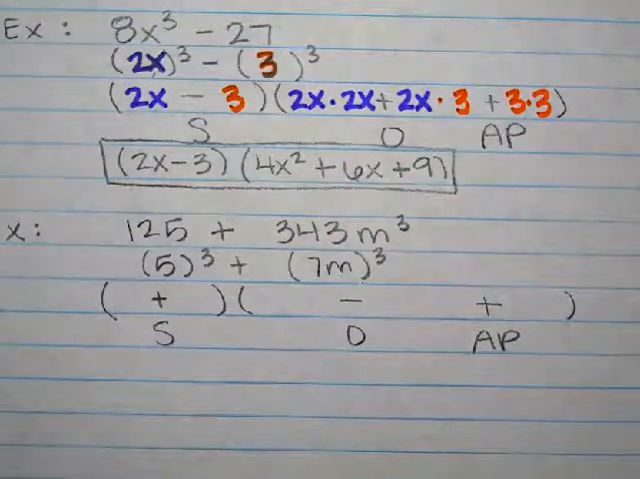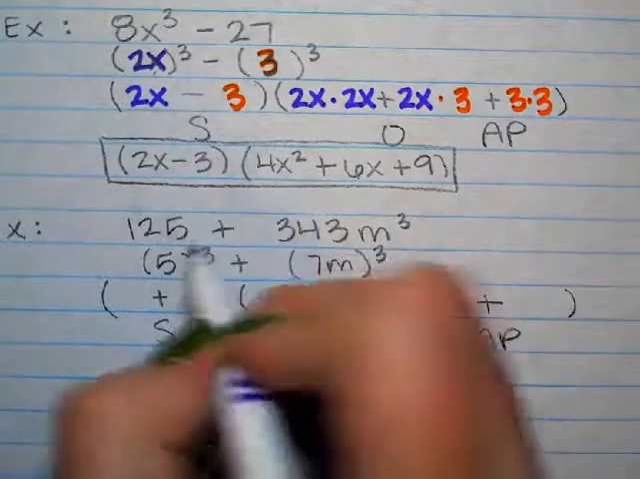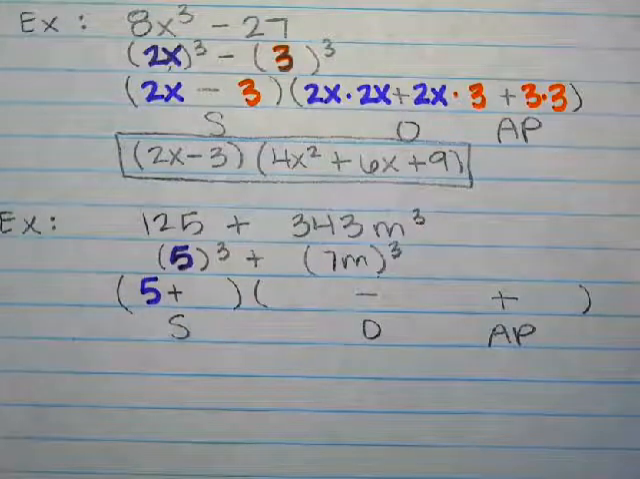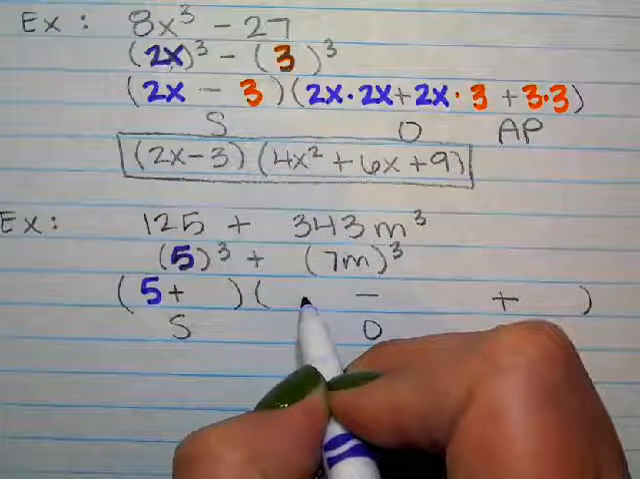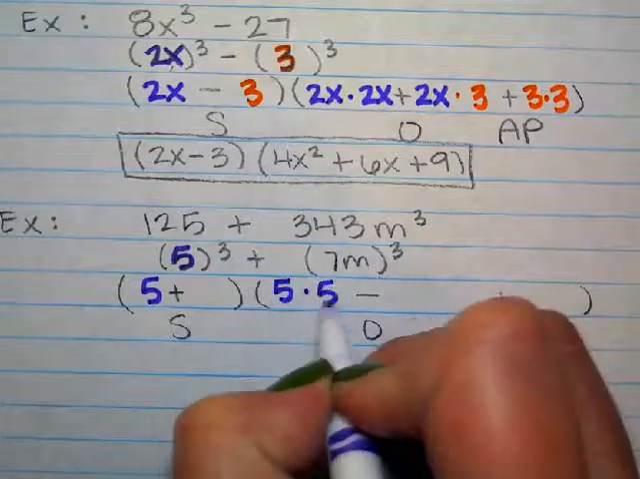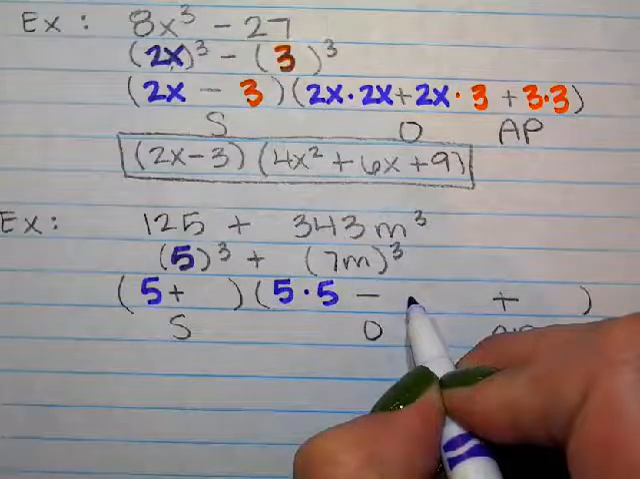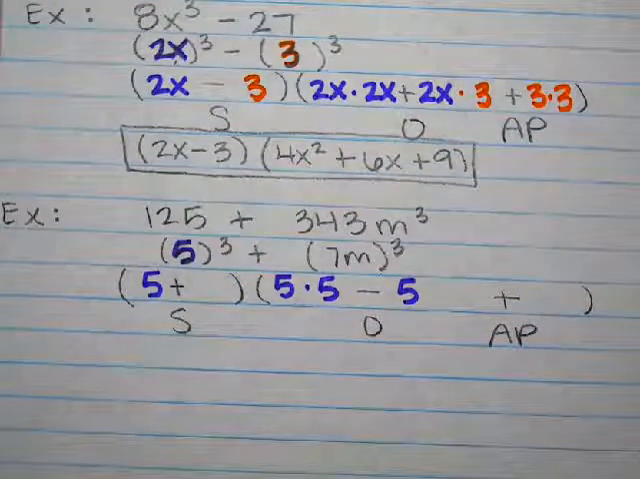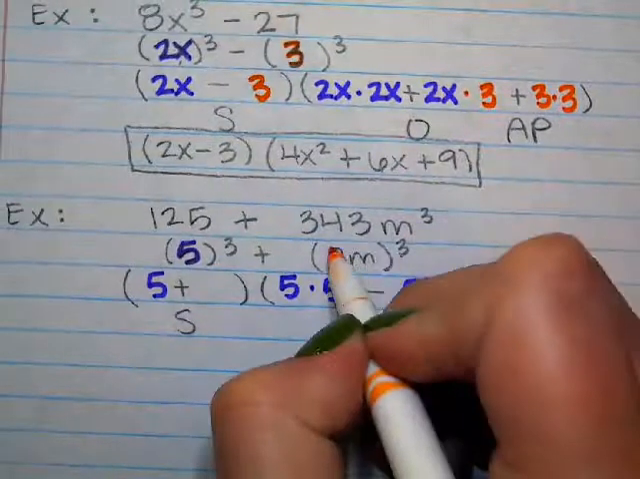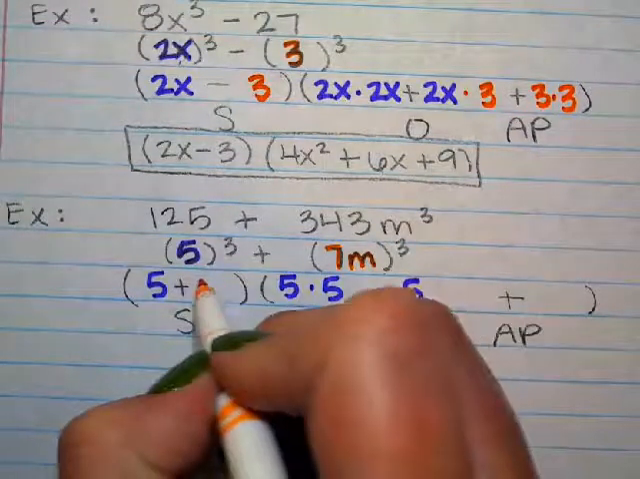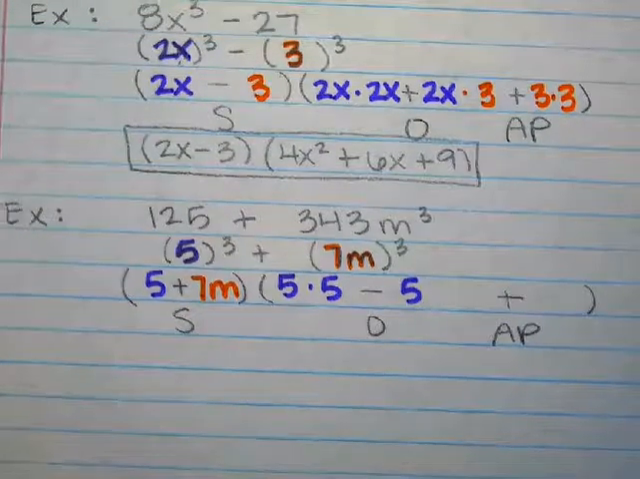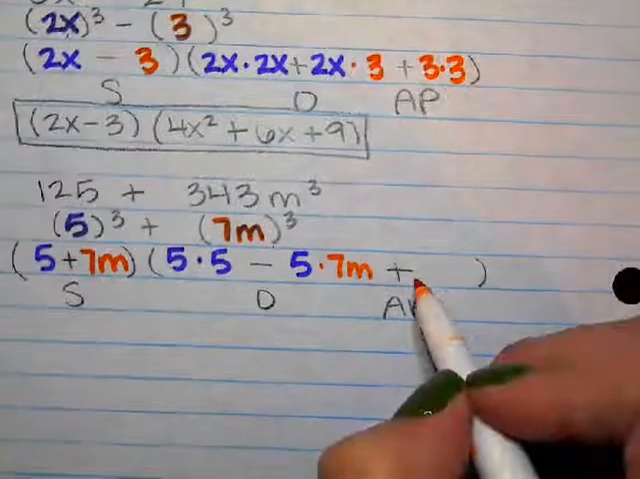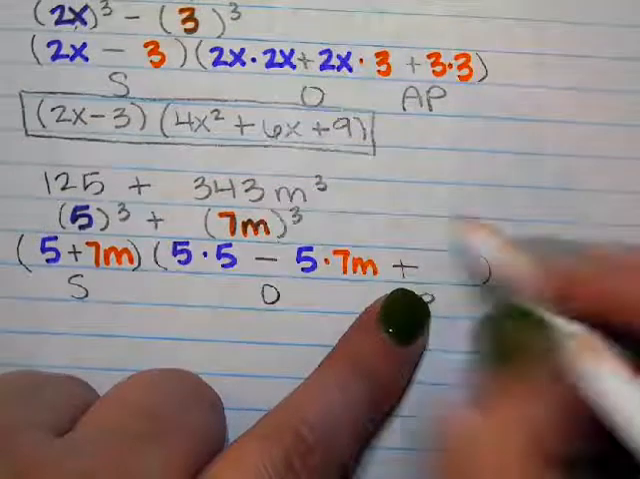Can you grab purple? Okay, 5 is first. So I'm going to put a 5 here. And what am I going to put here? 5 times 5. And what am I going to put here? Just a 5. Okay. And now I'm going to switch colors because I was halfway done. My next color goes with 7M. So I'm going to put a 7M here. And I'm going to put times 7M here. And what am I going to put on the end? 7M times 7M. Okay.